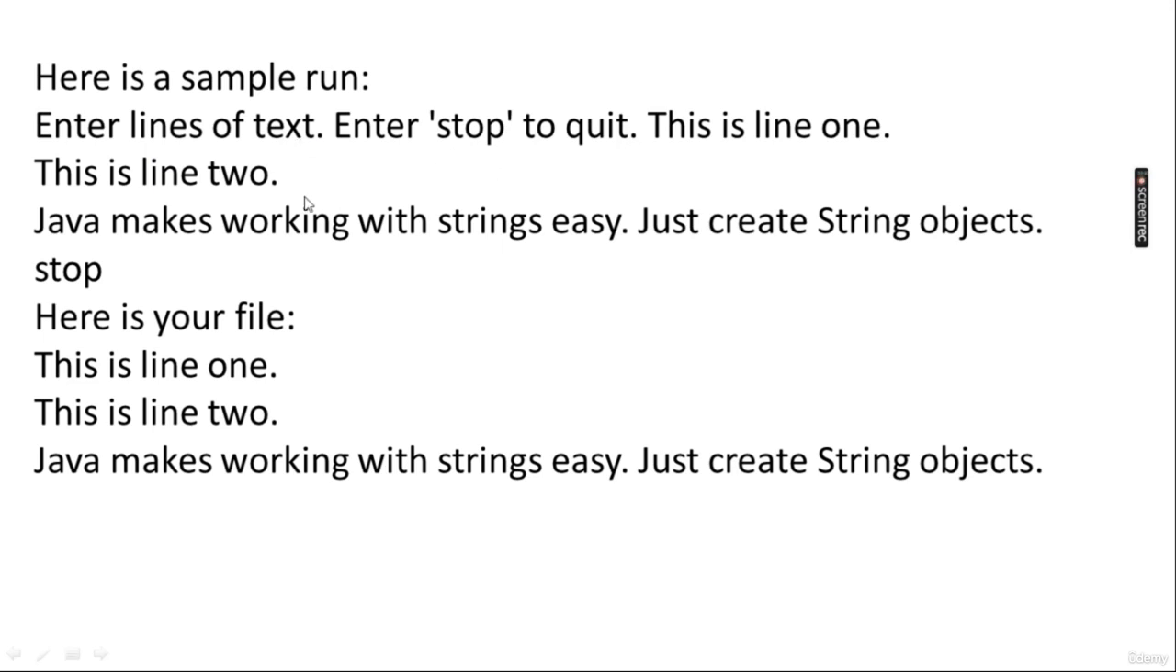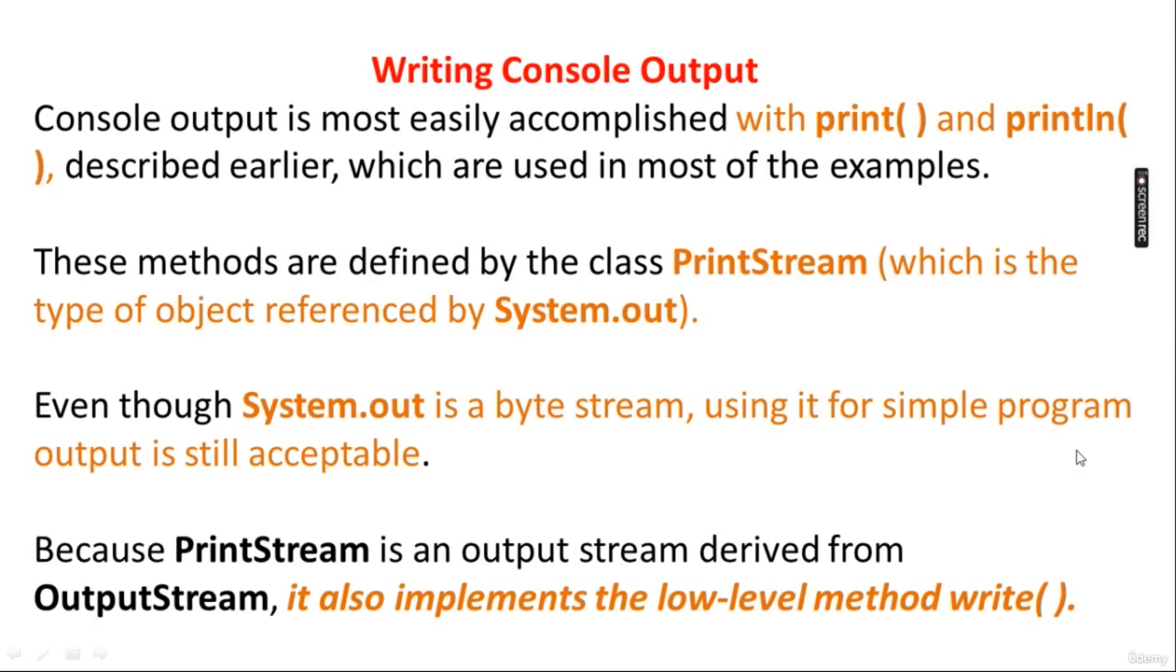Enter lines of text. Enter stop to quit. This is line 1. This is line 2. Java makes working with strings easy. Just create string objects. And then stop. When I enter stop, inputting is stopped here, and it displays whatever input I have made. This is line 1. After that, this is line 2. After that, Java makes working with strings easy. Just create string objects.